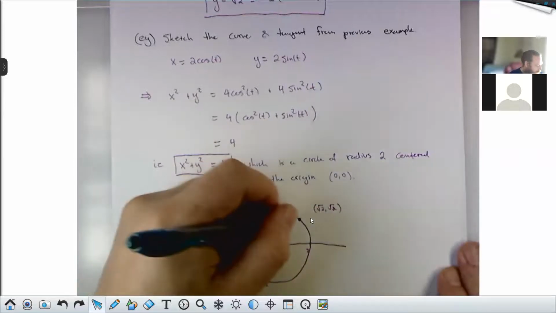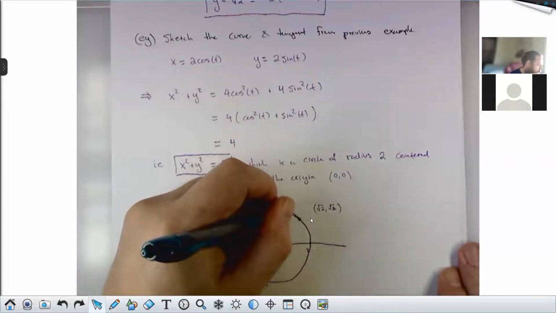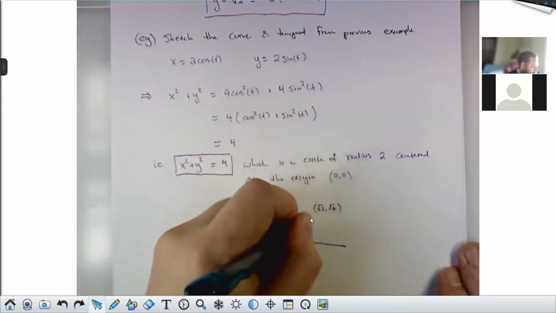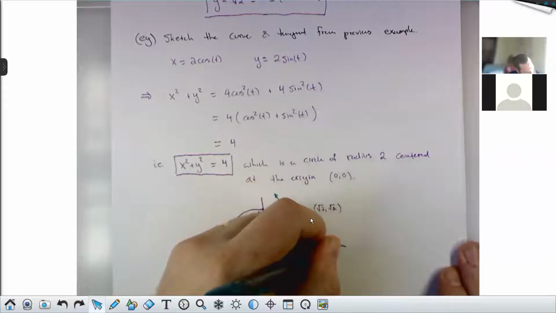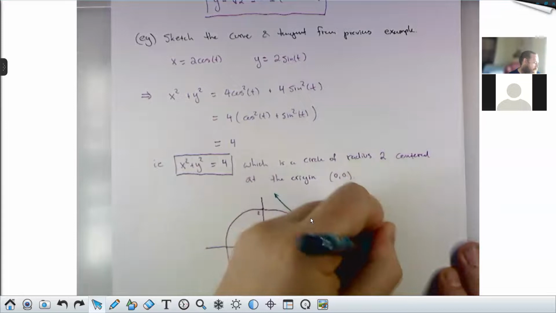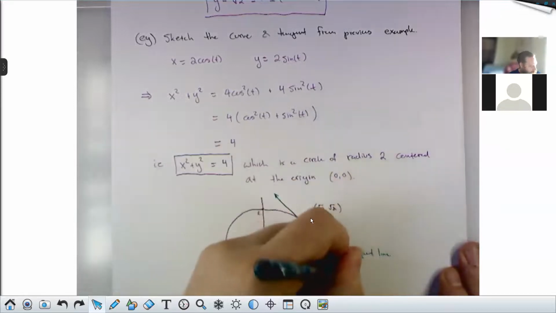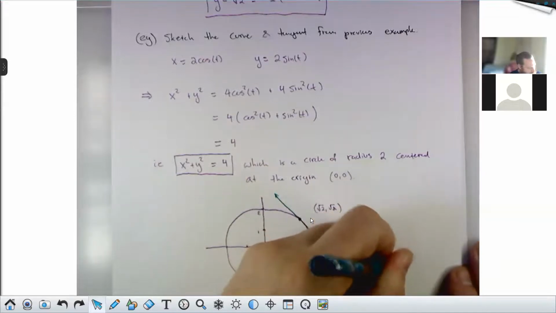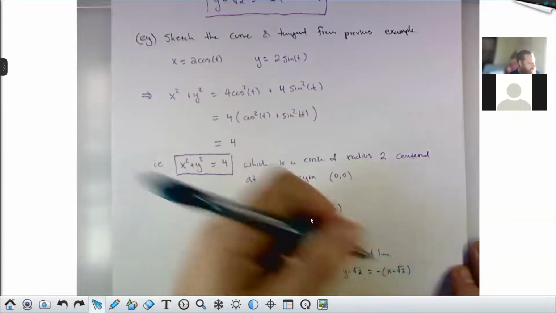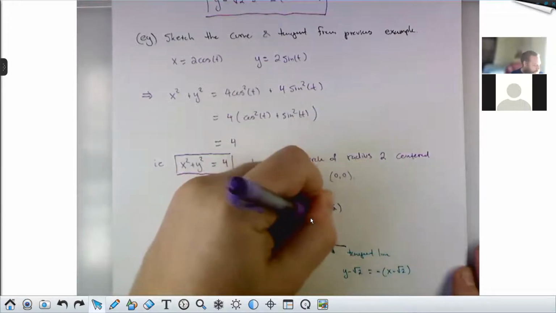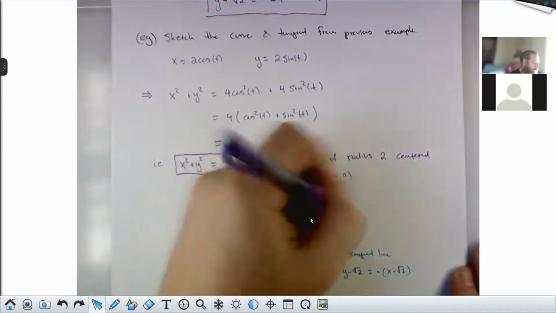So my tangent line is this guy. This is the tangent line that we found. Y minus root 2 equals negative X minus root 2. Root 2 comma root 2, this is our point of tangency.